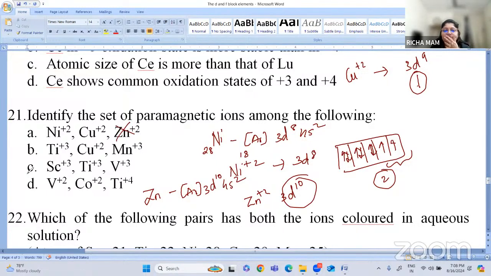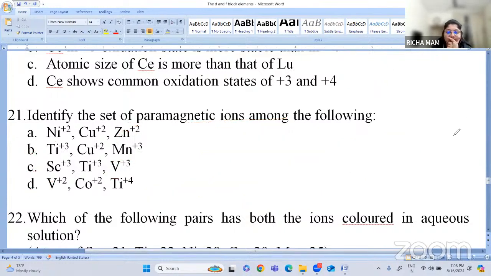So this is wrong. Same way for C and D also you try. One of the elements will be completely filled. The complete set they have asked, set of paramagnetic ions. So option number B is the answer. If I write the electronic configuration, the distribution of ions, we see that option B is the correct one. So all the set of ions are having unpaired electrons. Fine. Next question.